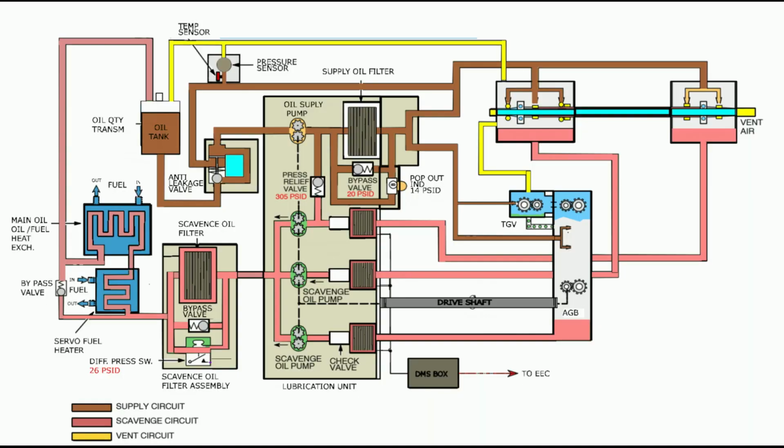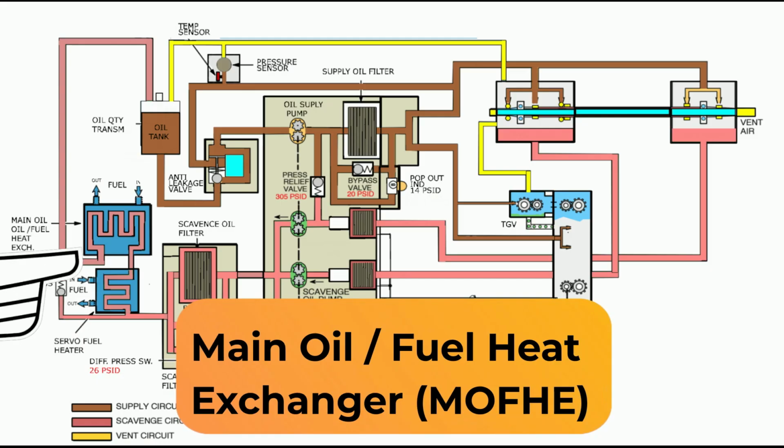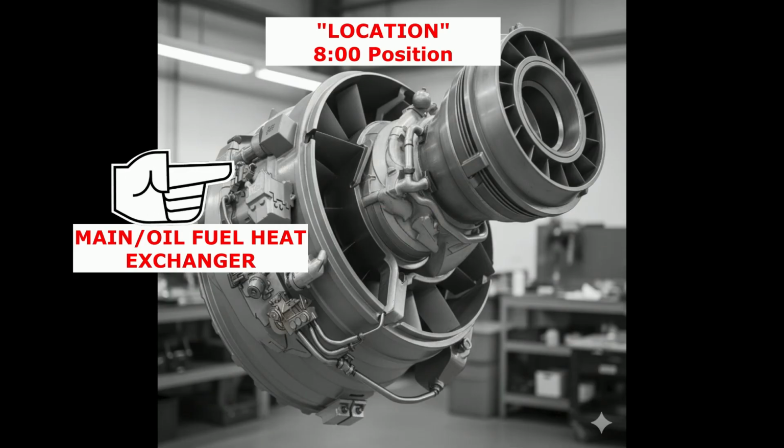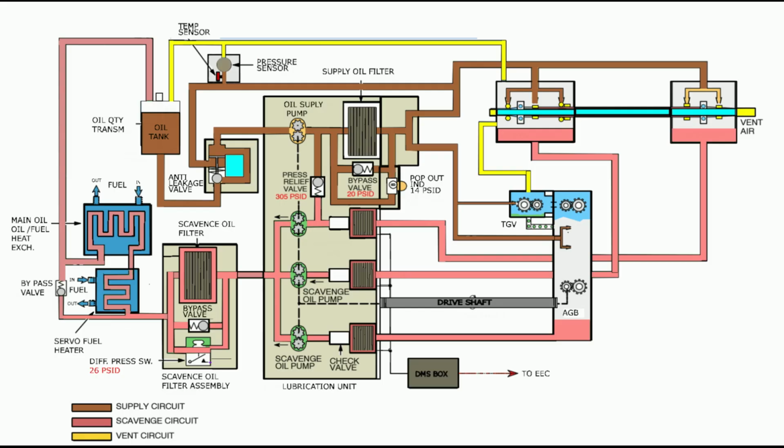Main oil fuel heat exchanger. The main oil fuel heat exchanger utilizes fuel supplied from a low-pressure fuel pump to reduce the temperature of the scavenge oil. The heat exchanger is mounted directly onto the fuel pump assembly. It is located on the fan case at the 8 o'clock position.